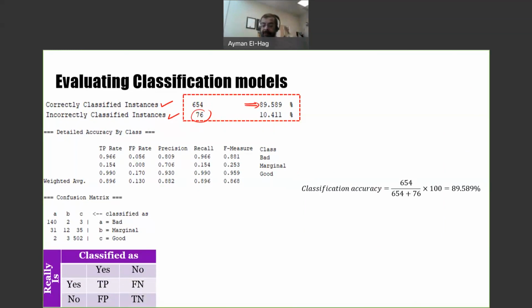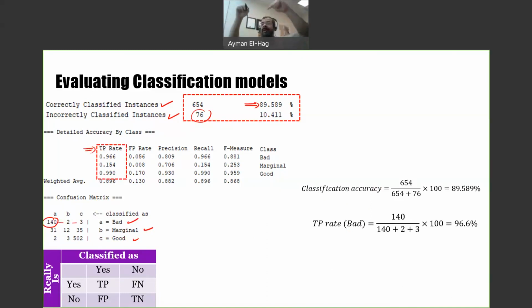Okay. Then we talked about this a little bit, which is the true positive rate. So the true positive rate, we'll do it for all three classes. For the bad samples, it is 140 divided by 140 plus 2 plus 3, so all misclassified samples from the same class.